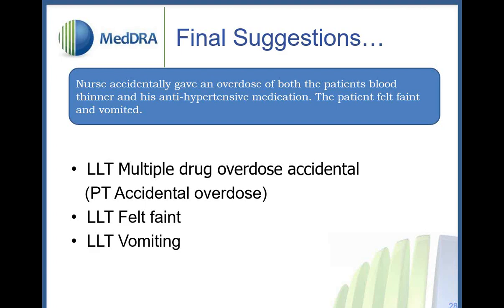Okay, so here are the final answers, and then I'll let you know why I arrived at those. For some of you who picked accidental overdose, you were not incorrect, because that is the PT under which the most specific LLT to address our scenario, multiple drug overdose accidental, sits. So if you picked accidental overdose, you are right, but even more correct is the specific LLT, because the nurse accidentally gave overdoses of two types of medication, right?